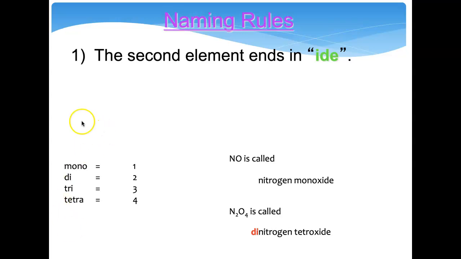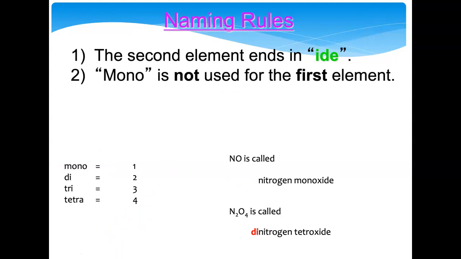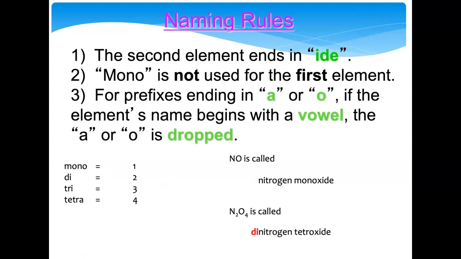The only prefix that we don't use is mono in the front. So if the first element, which is often the central element, only has 1, notice there's no mono here, because we don't use mono at the beginning of the name. And then, of course, you might have to mess with the vowels a little bit, dropping one of the vowels so you don't have monooxide and tetraoxide.